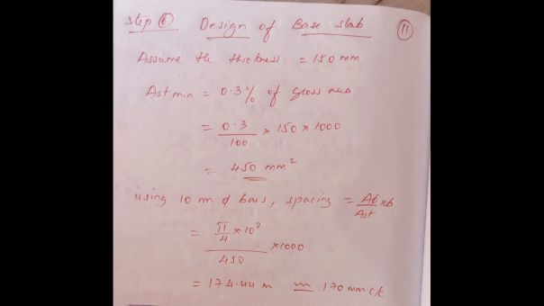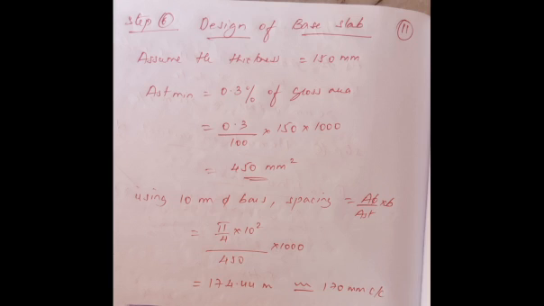Even this is very much less. So AST, substituting this value, we are getting it as 298.26 mm square. But AST minimum is 0.3% of gross area. So after calculating, AST minimum we are getting as 555 mm square. We'll take AST minimum because the AST calculated from the cantilever moment is very much small. We can't take that. So using 10 mm dia bars, spacing we are getting as 140 mm center to center. These are the vertical bars which we'll have to place in the walls.